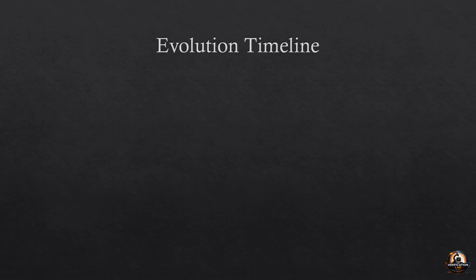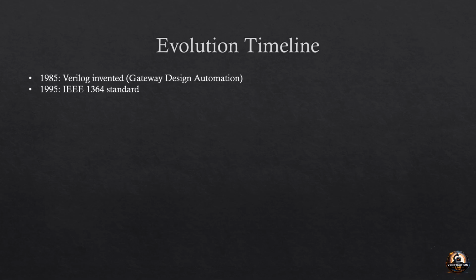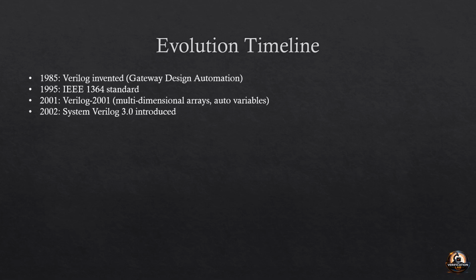Now let me discuss the evolution timeline. Let's quickly understand how SystemVerilog evolved. In the year 1985, Verilog was invented by Gateway Design Automation and standardized in the year 1995 with the number 1364. Then a new standard came which introduced some concepts like multidimensional arrays and automatic variables. In the year 2002, SystemVerilog 3.0 was introduced.